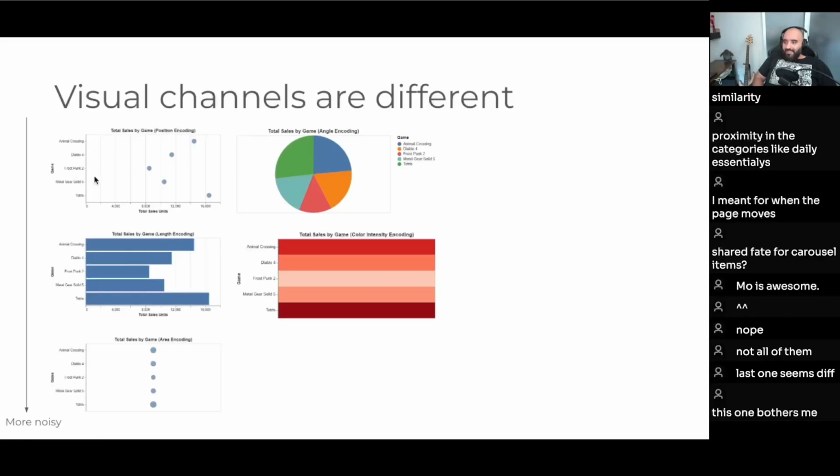Right? So you can identify positions. You can see the differences between positions so much more easily. This is also position, but size differences are just more difficult to see. Color differences are more difficult to see than position. Same goes for angle. These are the same data, but you see them differently.